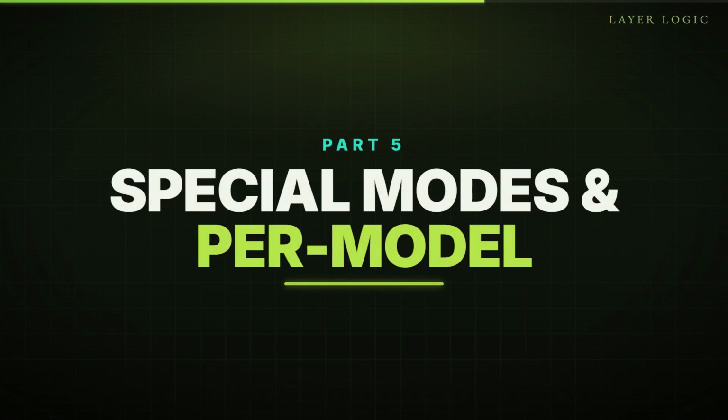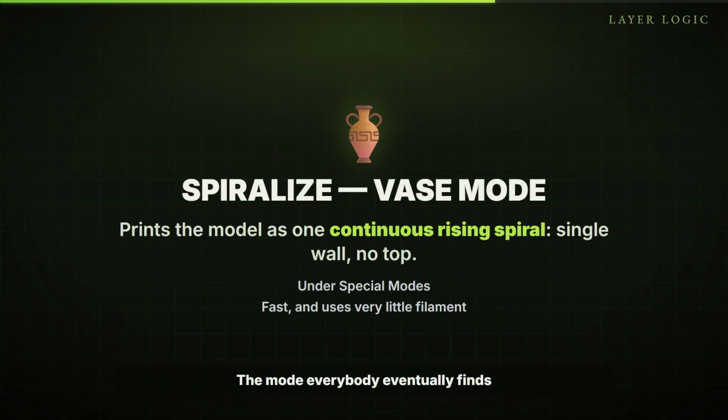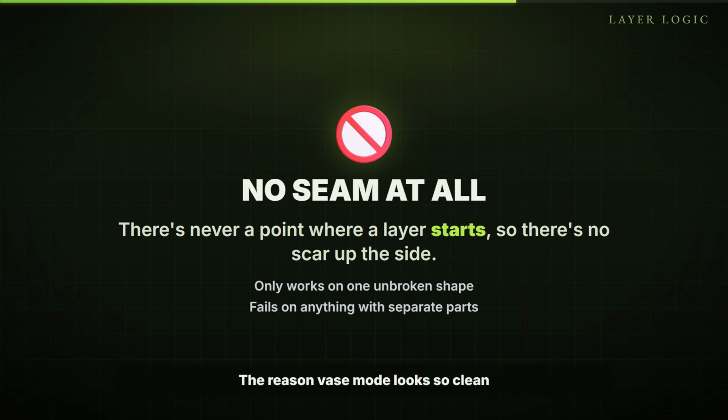Chapter 5: Special Modes and Per Model Settings. Under Special Modes, there is Spiralize Outer Contour, which most people know as vase mode. It prints the model as one continuous rising spiral with a single wall and no top. It only works on models that are a single unbroken shape, and when it works, the result has no layer seam at all, because there is never a point where a layer starts.